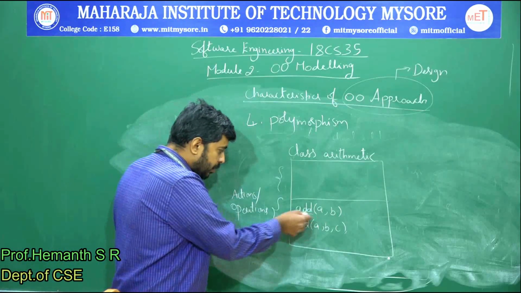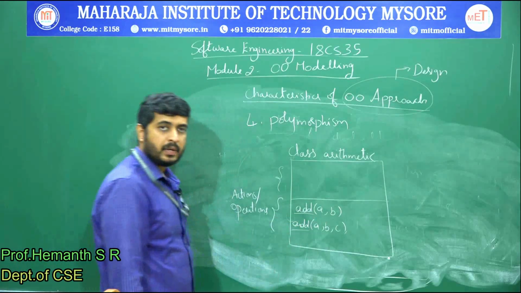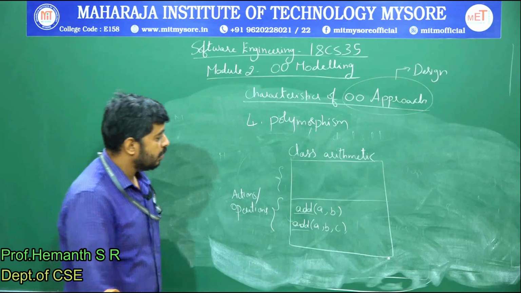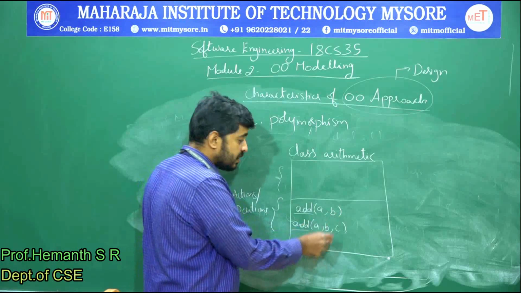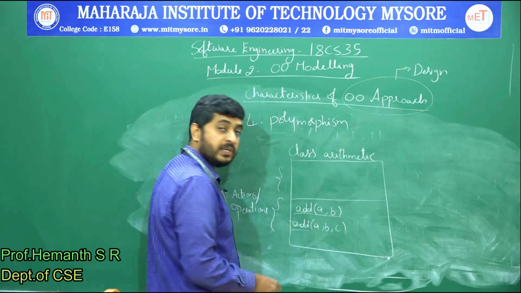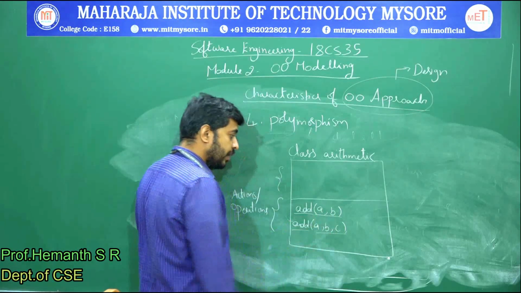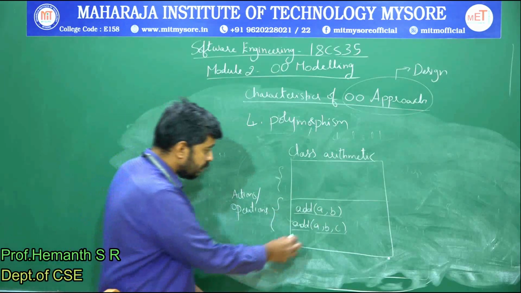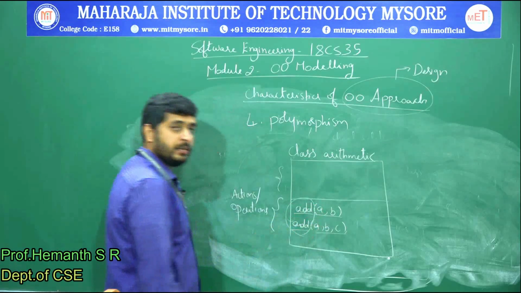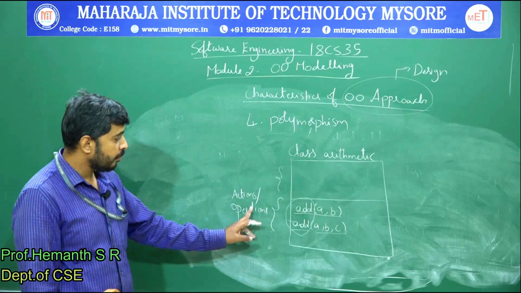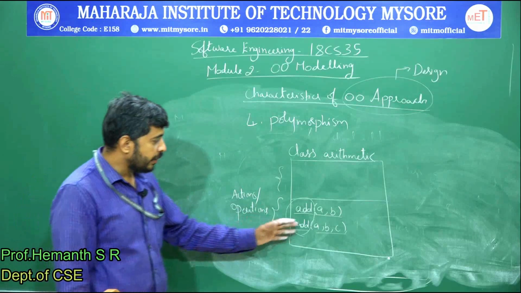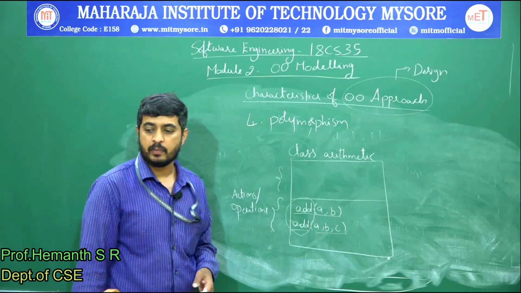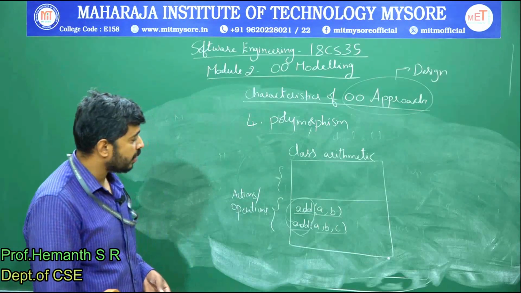Please note, the operations or actions have the same name, add. Now what is the difference? Difference is in the arguments. In the first case it is only 2 arguments here, in the second case it is 3. Now function name is same, action is same, but it will change depending on the number of arguments. Now how things may work out here?